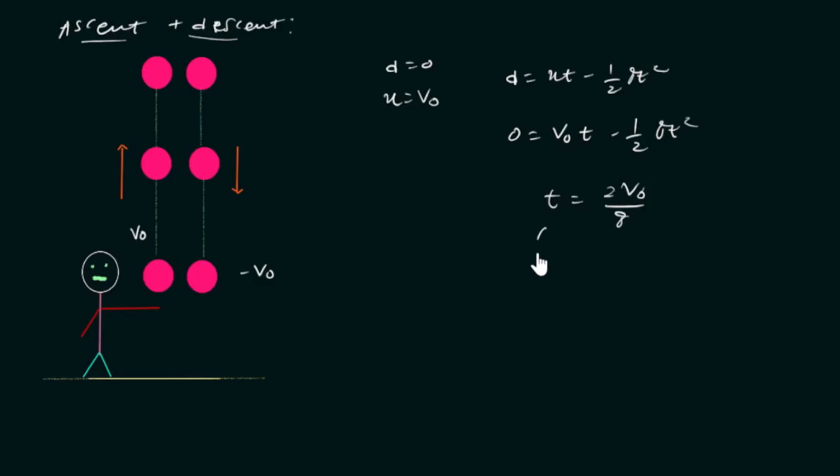Here you can see that total time is the sum of time of ascent plus time of descent. So total time is always going to be 2 v naught by g.